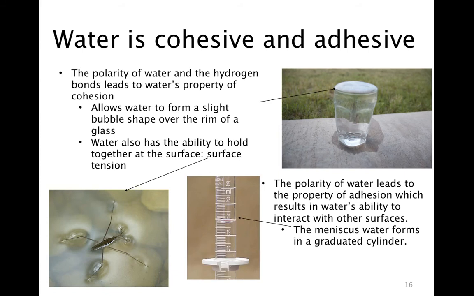The meniscus of water forms in a graduated cylinder. If you ever notice in a graduated cylinder, look at it next time you use one in the lab, and you'll notice that there's this curvature of the water. That's because the water is binding to the glass on the side, and it doesn't just flatten out.